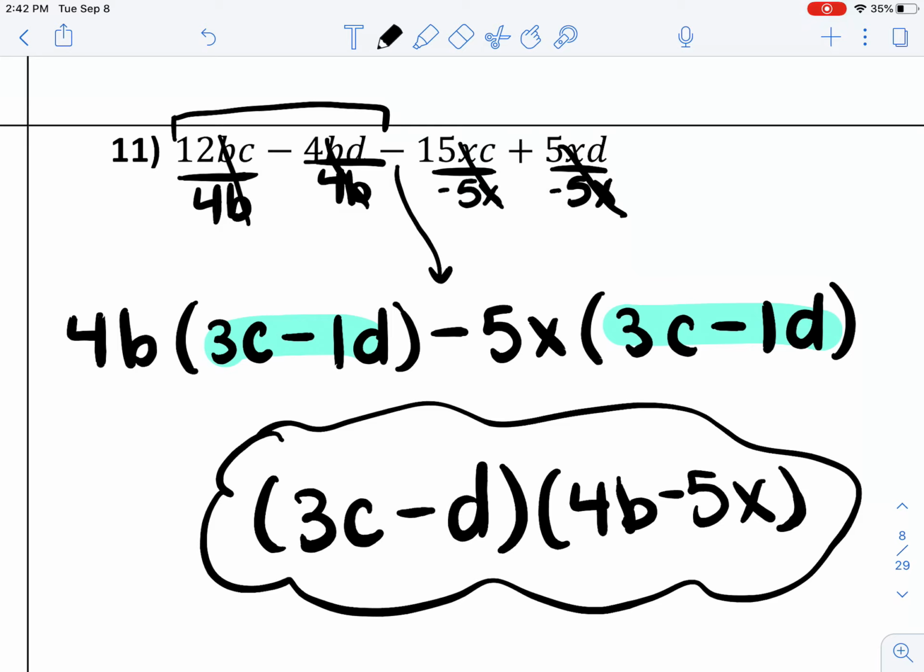And there you have it. That's factoring by grouping. So now you can do homework number 0.3.